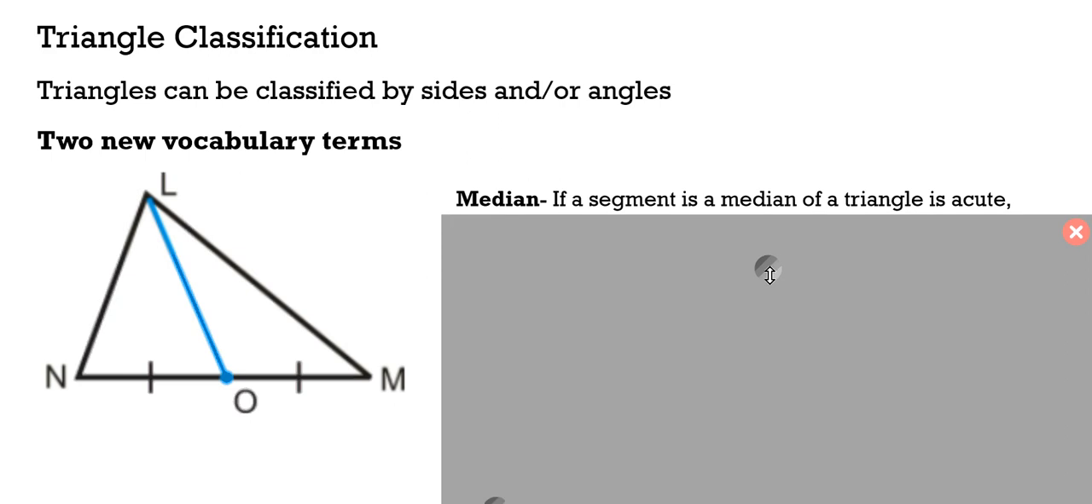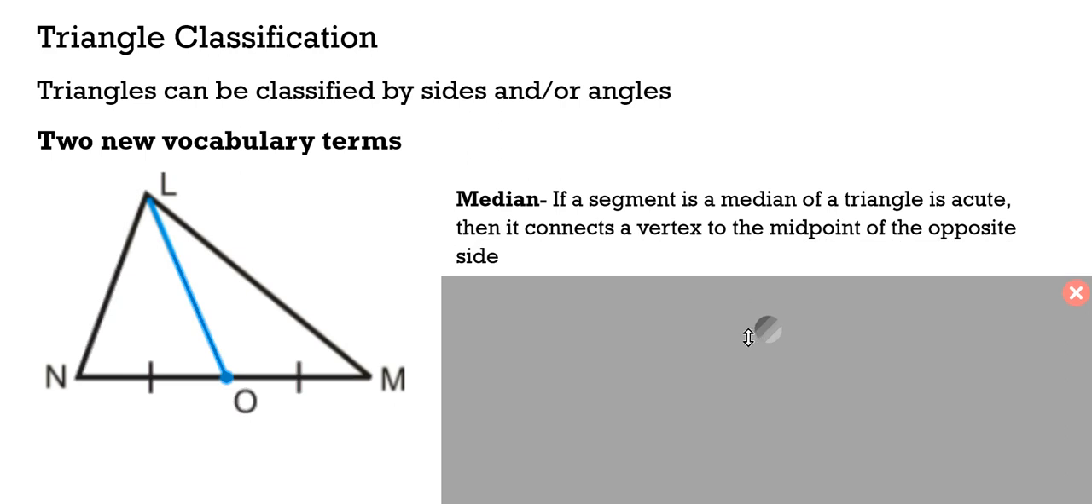Median of a triangle. We're not talking about the median from mean, median, and mode. If you remember that from any kind of elementary stats work, median is a segment that connects a vertex to the midpoint of the opposite side. So LO is the median here. Segment LO is a median because we know O is the midpoint because of these marks.